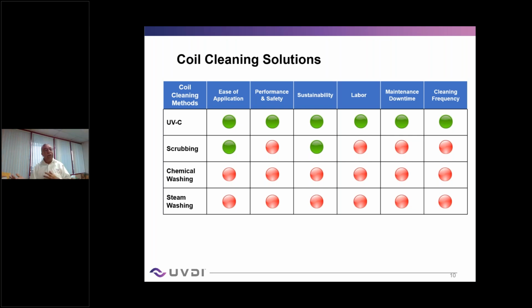So the advantage of UV is that UV is applied 24/7. So it's gradually eroding the growth and keeping your coil clean throughout its time. And it's basically going to help sustain and maintain the coil to its design conditions and design performance.